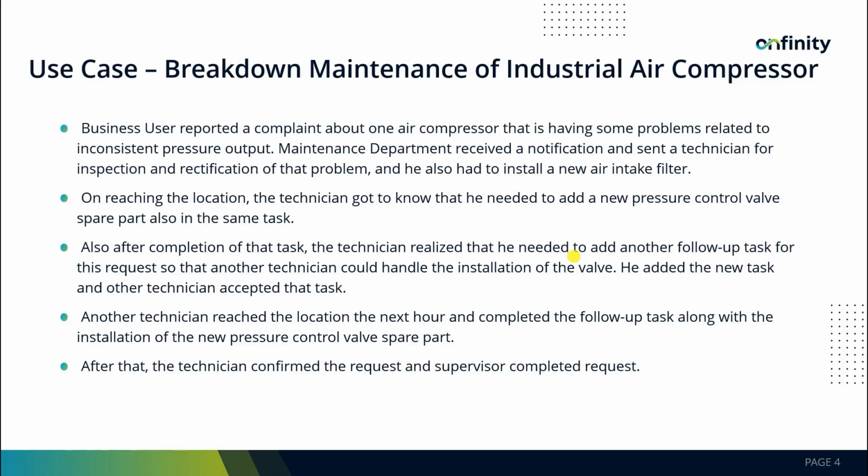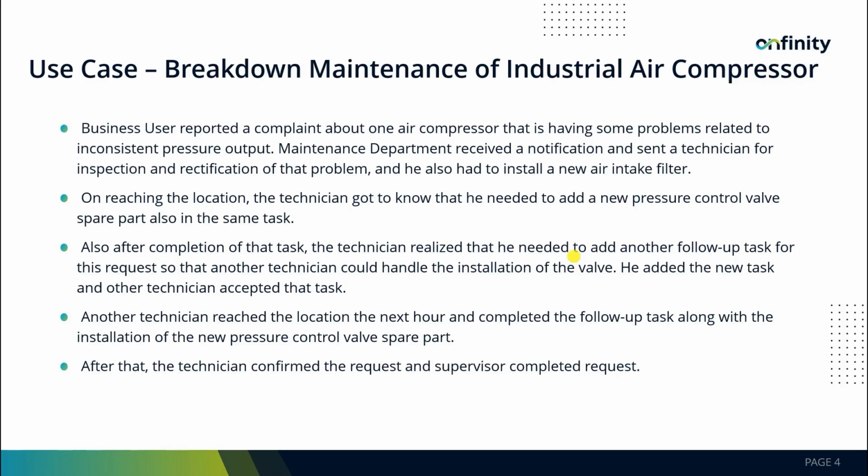The second technician accepted the task using the mobile application and reached the location the next hour. He completed the follow-up task, which included the installation of a new pressure control valve spare part. After that, the technician confirmed the request, and the supervisor completed the request. In the Onfinity system, users can perform all these steps by using the mobile application. This includes reporting issues via a phone call, creating and accepting tasks, updating progress, and closing a request. We will understand this in later videos.